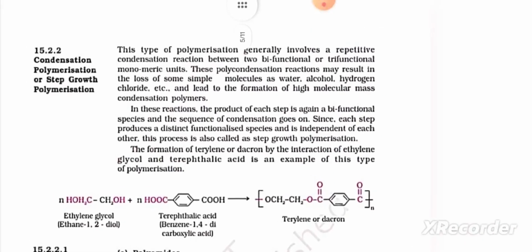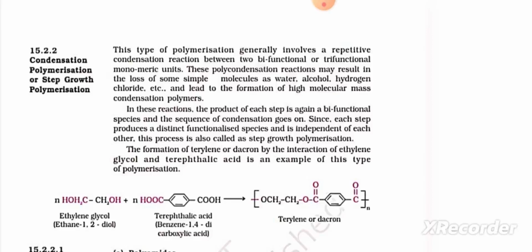Section 15.2.2, that is the second type of polymerization, is condensation polymerization or step growth polymerization. This type of polymerization generally involves a repetitive condensation reaction between two bifunctional or trifunctional monomeric units. These polycondensation reactions may result in the loss of some simple molecules such as water, alcohol, hydrogen chloride, etc., and lead to the formation of high molecular mass condensation polymers.